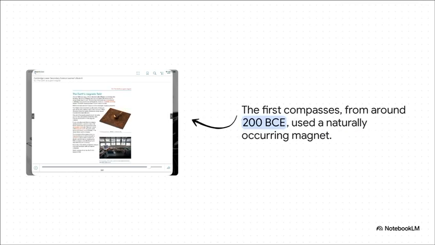And what's amazing is that people figured this out a long time ago. We're talking around 200 BCE in China. They found that this one type of rock, called lodestone, which is naturally magnetic, would always point in the same direction, no matter how you turned it. And boom, that was the invention of the compass, a total game changer for navigation.